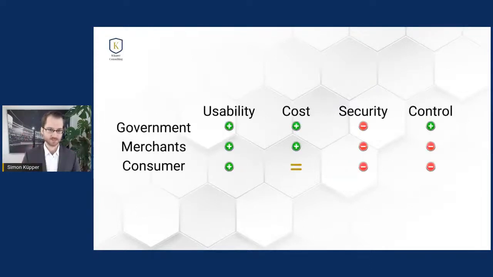So I tried to bring it back on one slide here. I hope you can see that. So again, we have all three market participants. We have the government, we have the merchants, meaning the vendors, the banks, so everybody in between, and the end consumer. Then again, we can have a look from multiple angles on the situation. I picked these four: usability, cost, security, and control.